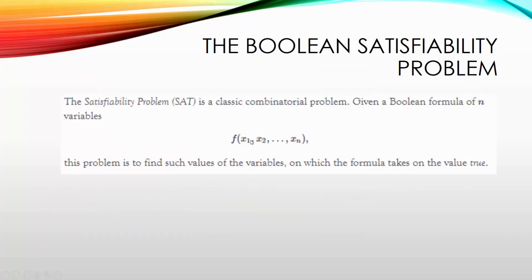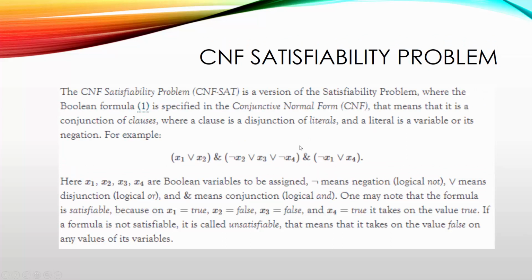Now, the Boolean satisfiability problem is a classic combinatorial problem in which you are given a Boolean formula of n Boolean variables. The problem is to find the values of the variables on which the formula takes on the value true. Now it is represented as multiple clauses put together. So here you can see in the center there are 3 clauses. Each clause is in a bracket, and there is an and between all the clauses because all clauses have to be satisfied. But within a clause you have multiple variables whose values should be true, so that the clause is satisfied.